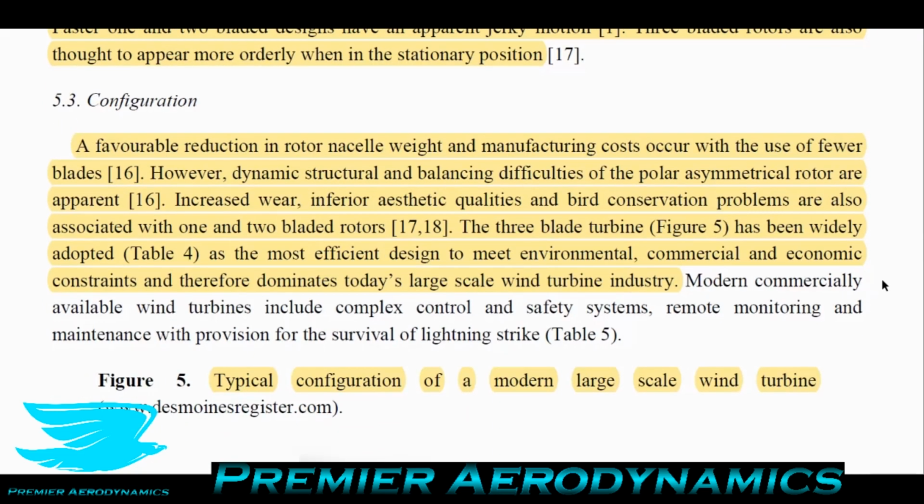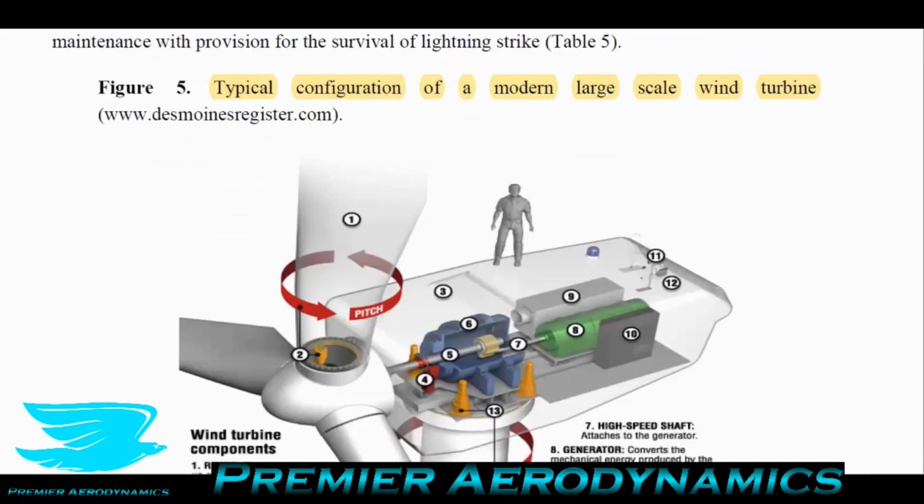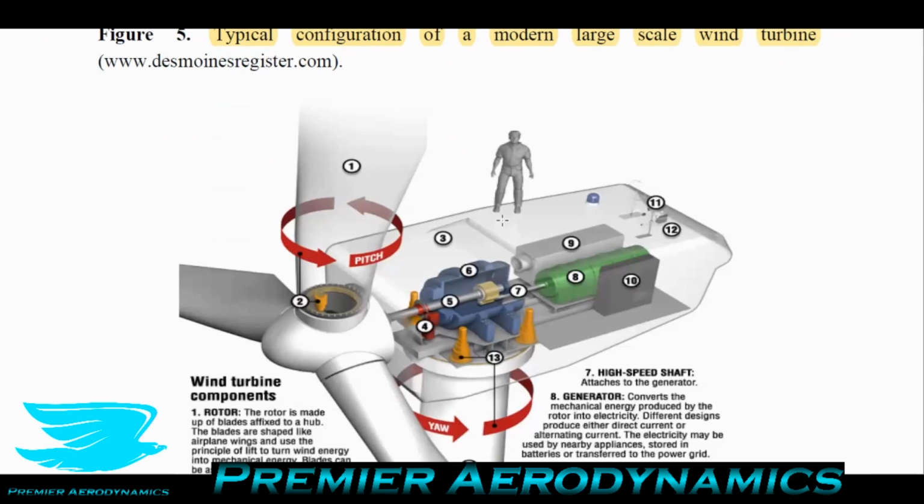So let's move on. The three-bladed turbine has been widely adopted as the most efficient design to meet environmental, commercial, and economic constraints, and therefore dominates today's large-scale wind turbine industries. And in Figure 5, they have a two-scale model of a wind turbine hub and nacelle and a human.